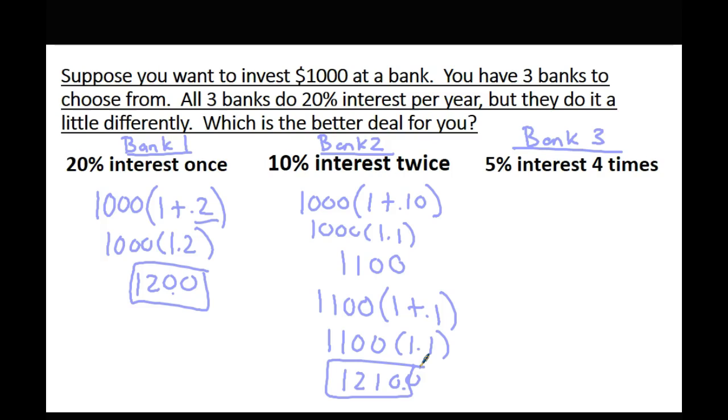So which one's a better deal so far? Bank 2, right? 10 more bucks. I don't know if it's really worth the driving if they're farther away. Maybe save some gas money. But anyway, Bank 2 is better. So what do you think is going to happen with Bank 3? It's going to be better.